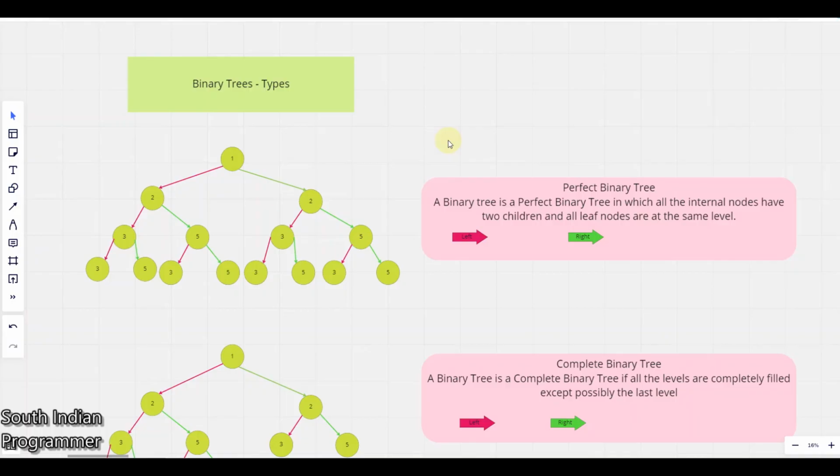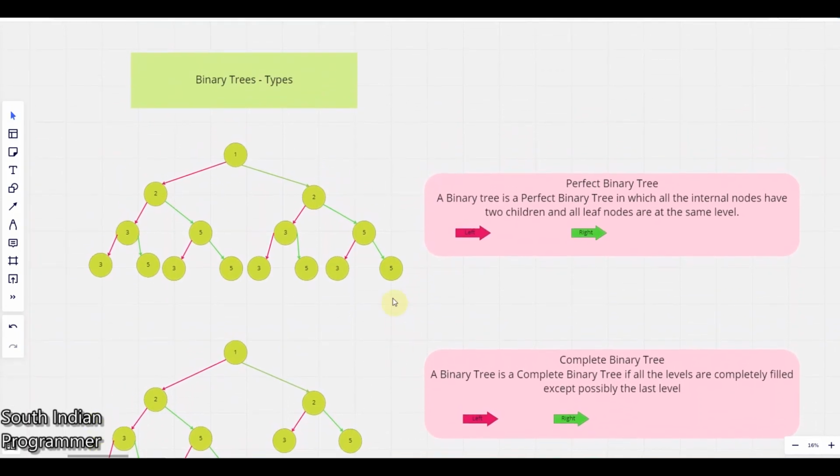Hello everyone, in this video we'll see binary tree types. Last video we just saw the introduction to binary trees, but in this video there are several versions of binary trees available, so we'll see them one by one. The first binary tree we're going to look at is perfect binary trees.